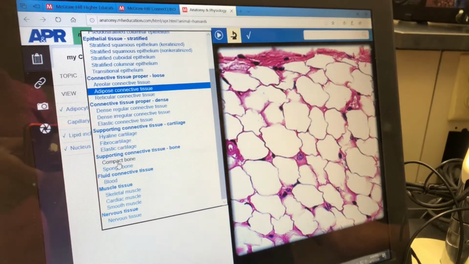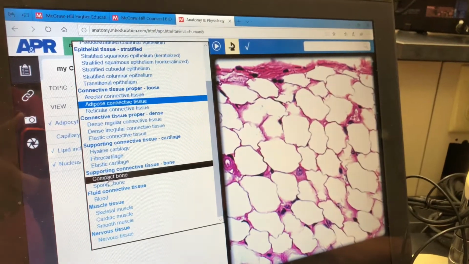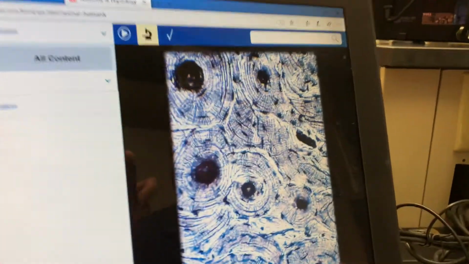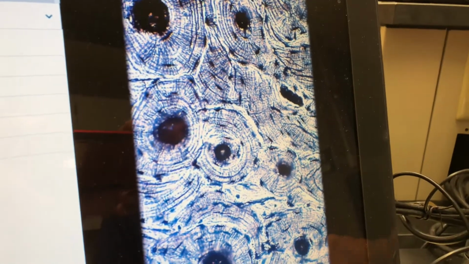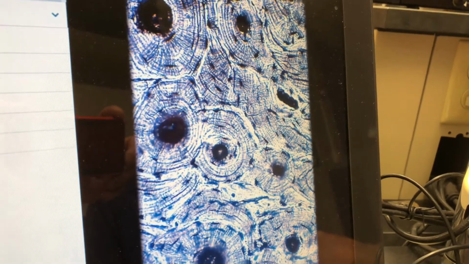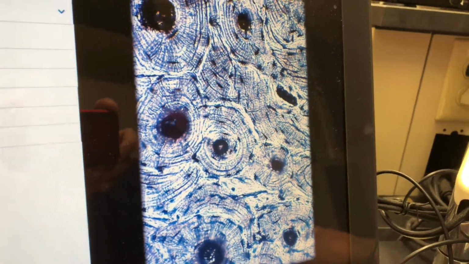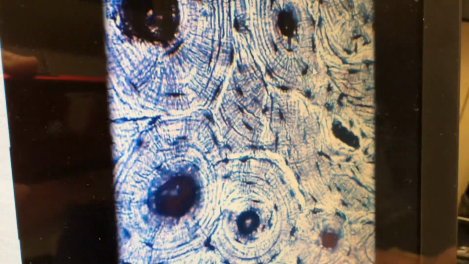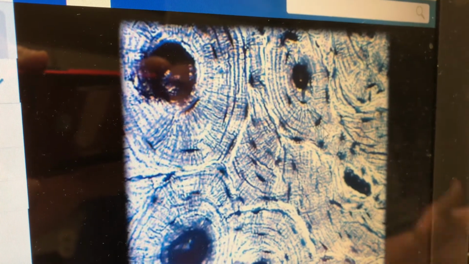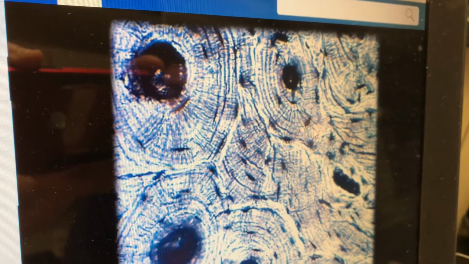And what we're going to first look at is compact bone. And then here's bone right here. Now again, why do I say it's easy to identify? Because you have these circular structures that make up bone right here. They actually look like tree trunks. And that's what a lot of students say. It looks like tree trunks. And so this is compact bone.